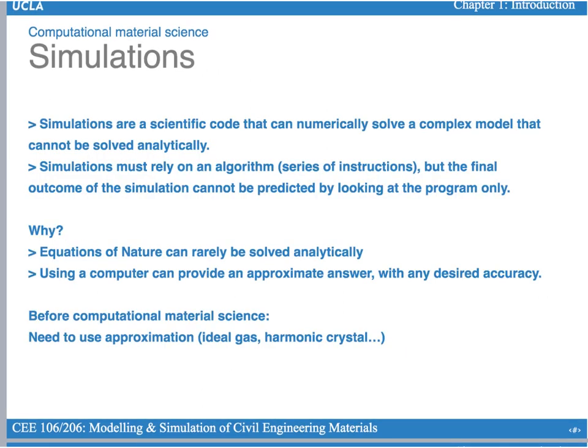So the first thing that we need to make clear is that a simulation is different from a model. A simulation is not a model. A model is not a simulation. But you always need a model to conduct a simulation. So what is a simulation? A simulation is just an algorithm, a numerical method that is used to numerically solve a complex model that would otherwise not be solvable analytically.